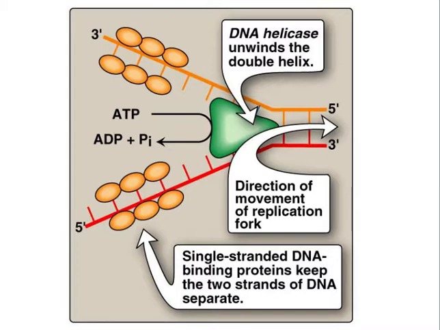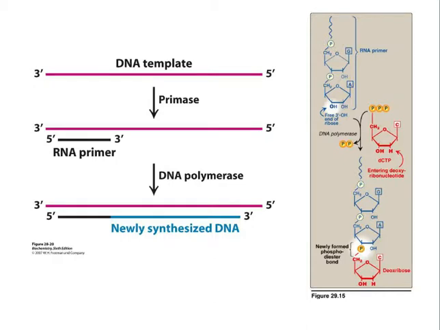Using ATP, DNA helicases at each replication fork unwind the double-strand DNA. The unwound DNA strands are then bound by single-strand DNA binding proteins to keep them separated.